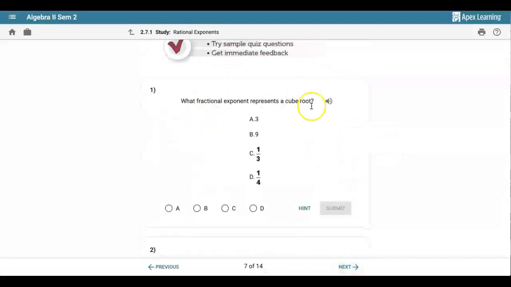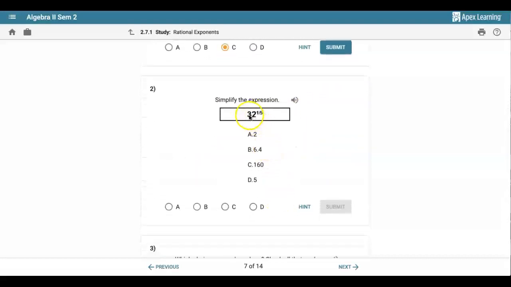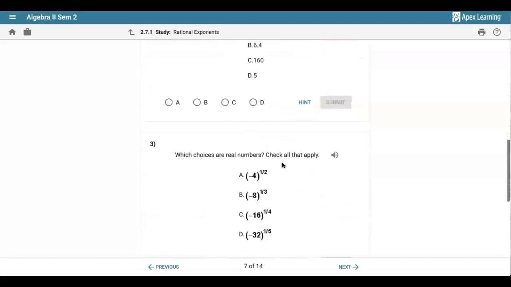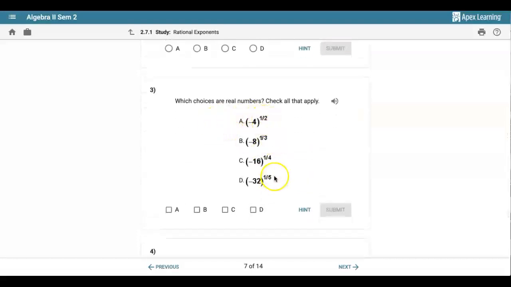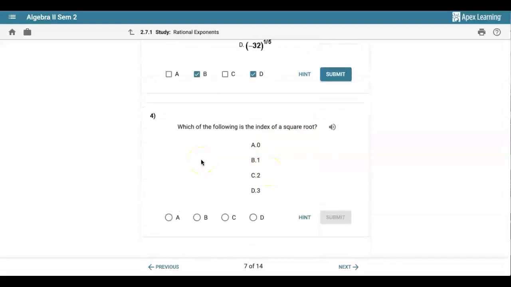Here, what fractional exponent represents a cube root? That's going to be 1 over 3. Remember, it's 1 over the index value. Simplifying this expression, this is saying 32 to the 1/5 power. That's like saying the 5th root of 32. This is knowing your index values. Remember, if I have negative radicands, it can only be odd number indexes. So 1/3 or 1/5 are indicating odd indexes. Which of the following is the index of a square root? A square root is going to be 2. Just because it's not written there, when we have our radical symbol, it's still an index of 2.